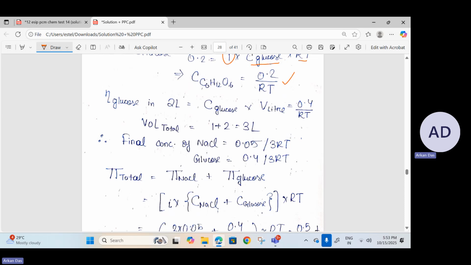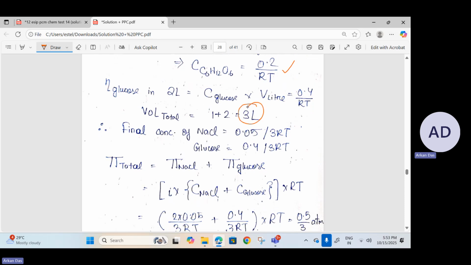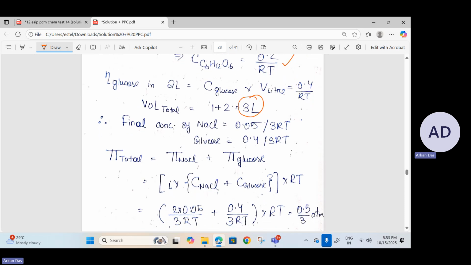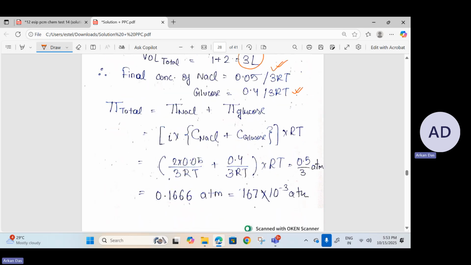And as soon as we equate them, the total volume is going to come as 3 liter, because 1 plus 2 liter equals 3 liter. The concentration of NaCl overall is coming as 0.5 divided by 3 RT, and glucose is coming as 0.4 divided by 3 RT. For the total osmotic pressure, one thing we need to keep in mind: every time you are calculating the concentration separately, i has to be considered. Here, i of glucose is 1, so no worries, but i of NaCl is 2. So that's what we have to keep in mind. And as soon as we put the value, glucose remains 0.4 by 3 RT, but here it is becoming 0.2 into 0.05 by 3 RT.